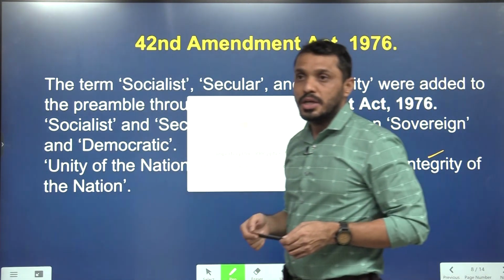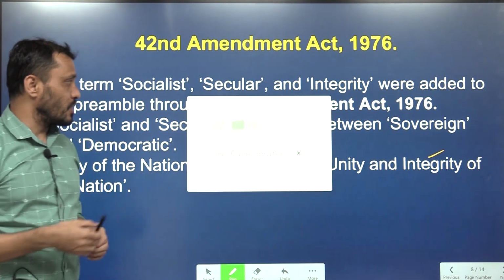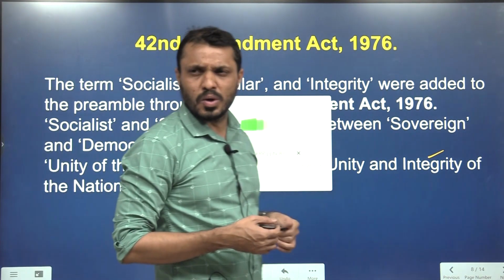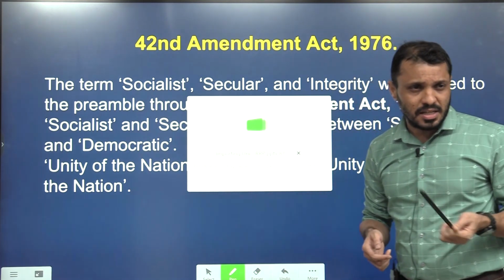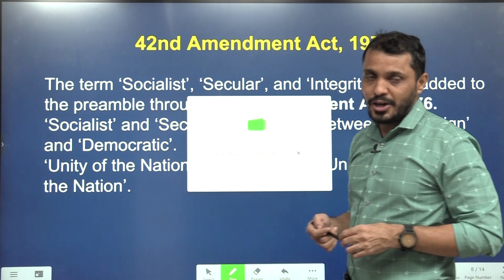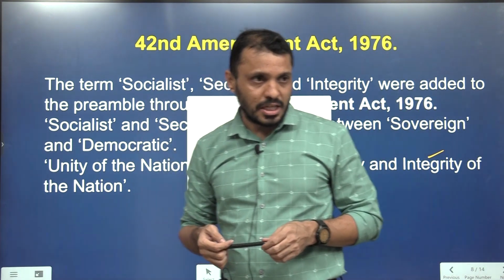Next, let me explain about the union and territory. This is a somewhat neglected topic. Article 1 to 4, citizenship 5 to 11. These are the gray area. Sometimes people tend to make mistakes. Let me explain Article 1, 2, 3, 4 quickly. What are they talking about?